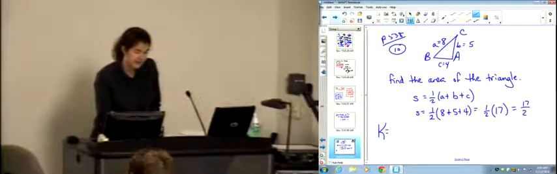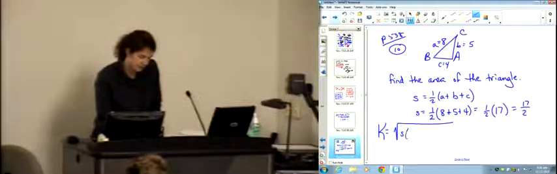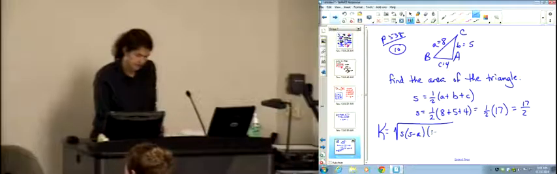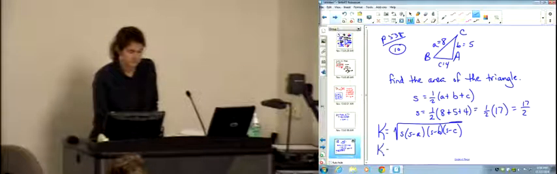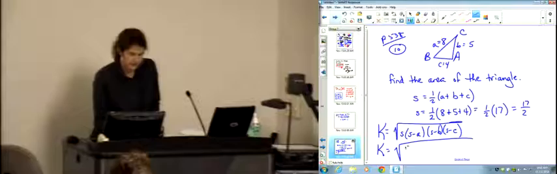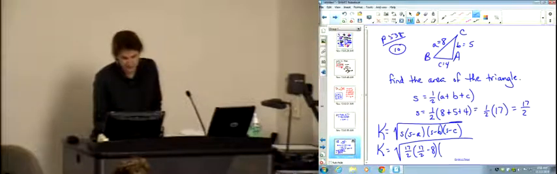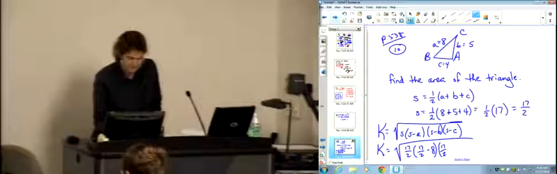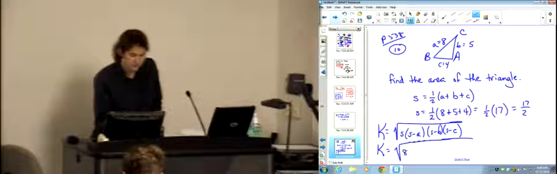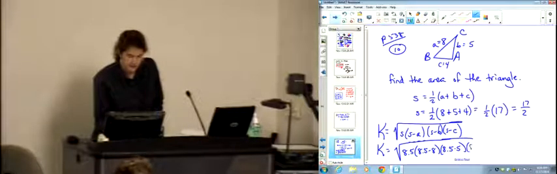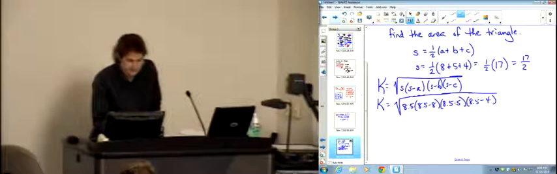Okay, and now I can put that in the area formula. Remember, it was the square root of S times S minus A times S minus B times S minus C. So I've got 17 halves times 17 halves minus 8. Maybe you're going to put that in as a decimal. I don't know. Are you? Is it going to be 8.5? Probably. Let me just go ahead and change it because I think that's what you're going to do when you're working on this. 8.5. 8.5 minus 8. 8.5 minus 5. 8.5 minus 4. Those were my three sides, my A, B, and C.